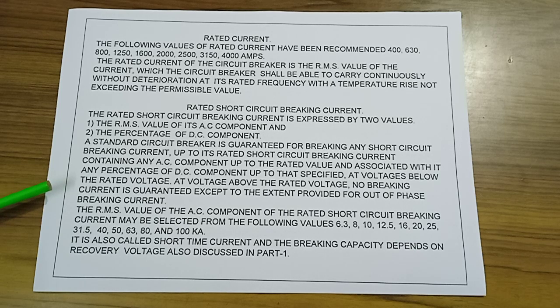At voltage above the rated voltage, no breaking current is guaranteed except to the extent provided for out of phase breaking current. The RMS value of the AC component of the rated short circuit breaking current may be selected from the following values: 6.3, 8, 10, 12.5, 16, 20, 25, 31.5, 40, 50, 63, 80 and 100 kiloampere.